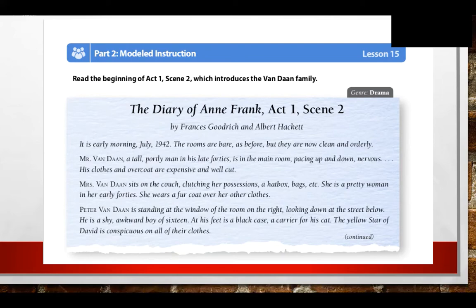If you do not know what the yellow Star of David is, I encourage you to go look it up. It's something that all Jews had to wear during this time of the Holocaust, and it's what identified them as being Jewish.